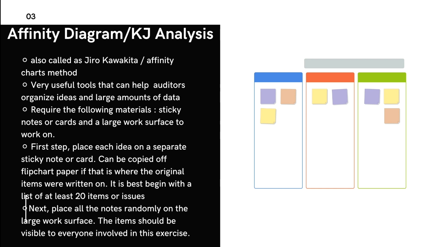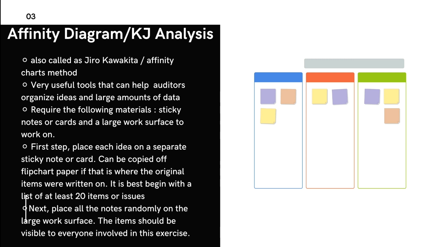Affinity diagrams require the following materials: sticky notes or cards and a large work surface to work on. The first step is to place each idea on a separate sticky note or card. These items can be copied off flip chart paper if that is where the original items were written. If the facilitator believes that the brainstorming exercise will be followed by an affinity diagram, the ideas can be written directly on the sticky notes or cards. It is best to begin with a list of at least 20 items or issues.